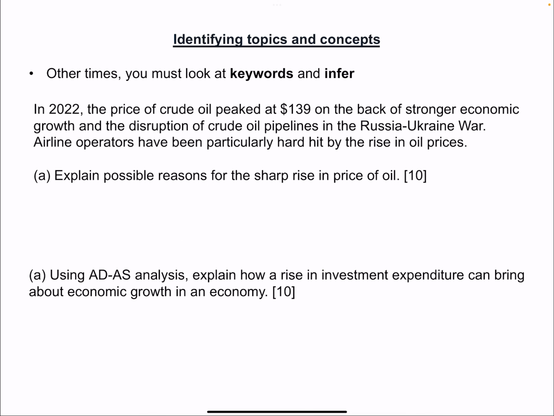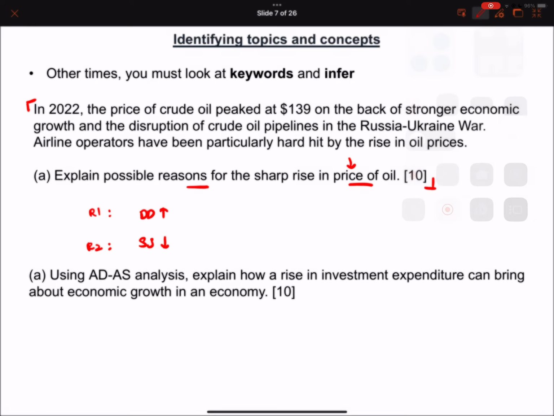I want to move on to something a little bit more tricky. This is the WA1, I think it's a WA1 question. They ask you for possible reasons for the sharp rise in the price of oil. If you remember this, you will know that because it's about prices, it's basically a demand supply question. The reason why there's a rise in the price of oil is because demand is rising and supply is falling. So the list looks fine, R1 and R2. But if you go about it in this way, you won't get full marks.